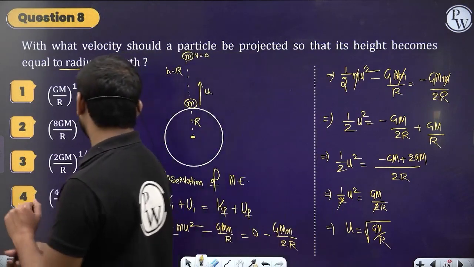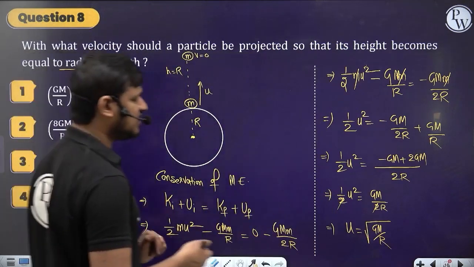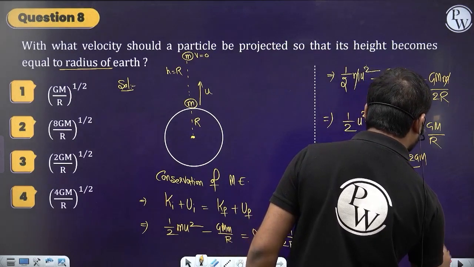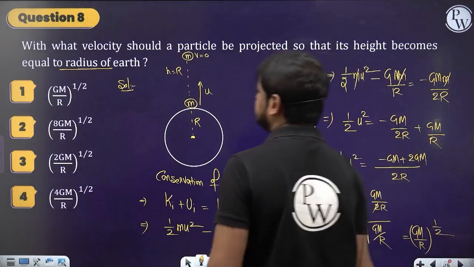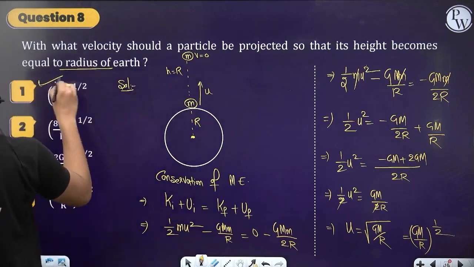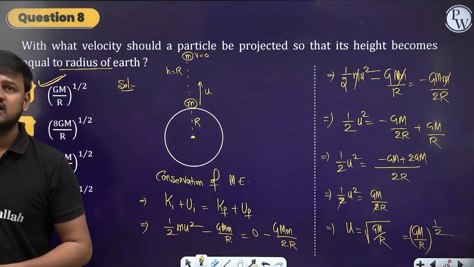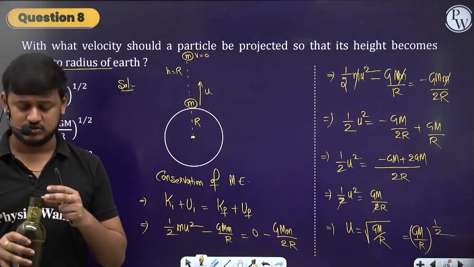So u is equal to root over GM by r, which we can also write as GM by r whole to the power 1 by 2. So the option 1 is the correct one. Clear? Done, guys? Understood?